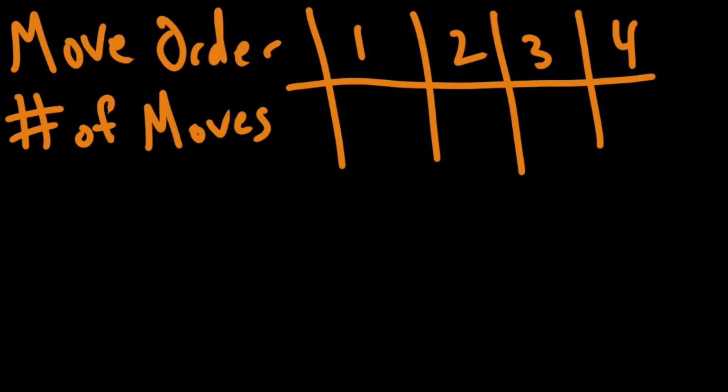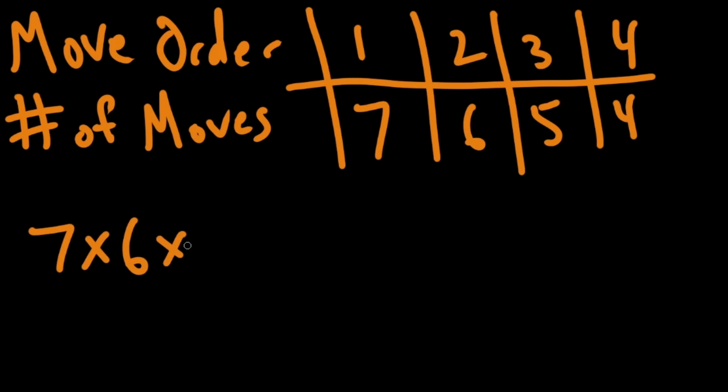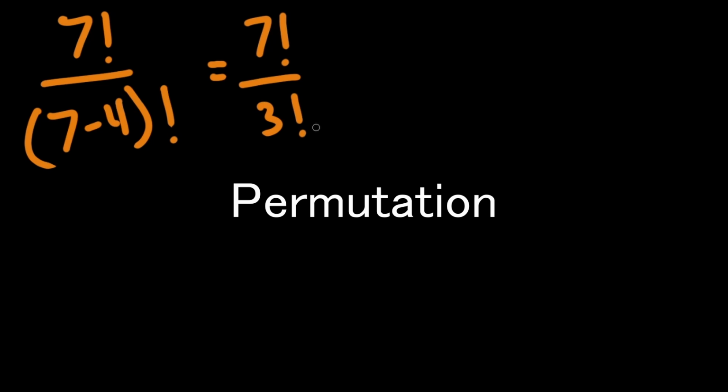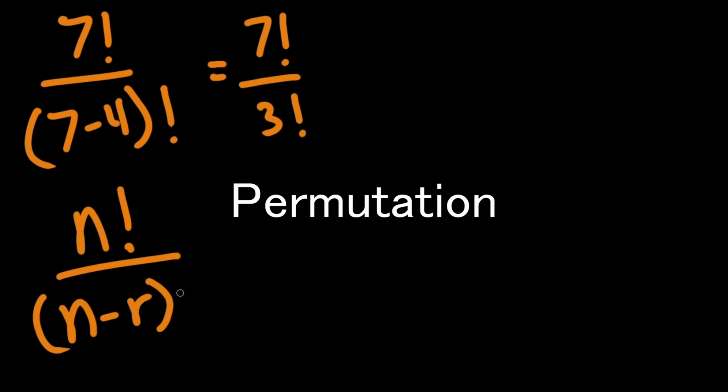If I were to picture what would happen, it'd be 7 moves, then 6, then 5, then 4. From what we know in the multiplication principle of counting, it's easier to just say 7 times 6 times 5 times 4. However, we can also say 7 factorial divided by 7 minus 4 factorial, or 7 factorial divided by 3 factorial. This is an example of permutation. This is where you want to find the number of outcomes when the order matters, but the repetition doesn't. It is described as n factorial over n minus r factorial. This is the general formula, used for much bigger numbers.